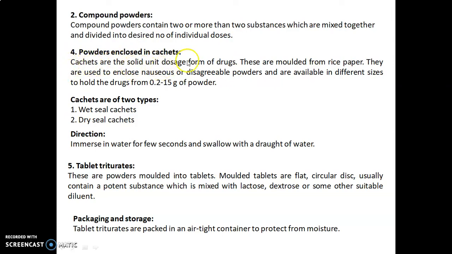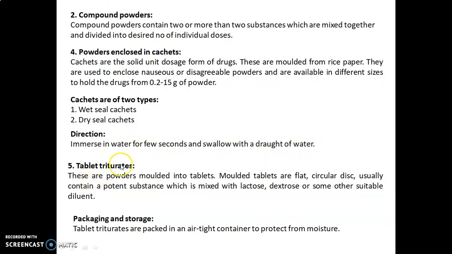Cachets are the solid unit dosage form of the drugs. These are molded from rice paper. They are used to enclose nauseous or disagreeable powders and are available in different sizes to hold from 0.2 to 15 gram of powder. Cachets are of two types, that is wet seal cachets and dry seal cachets. Direction for this is immerse in water for a few seconds and swallow with a draught of water.